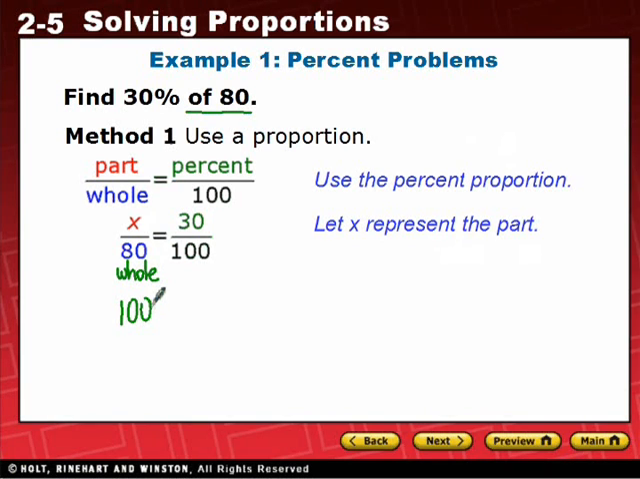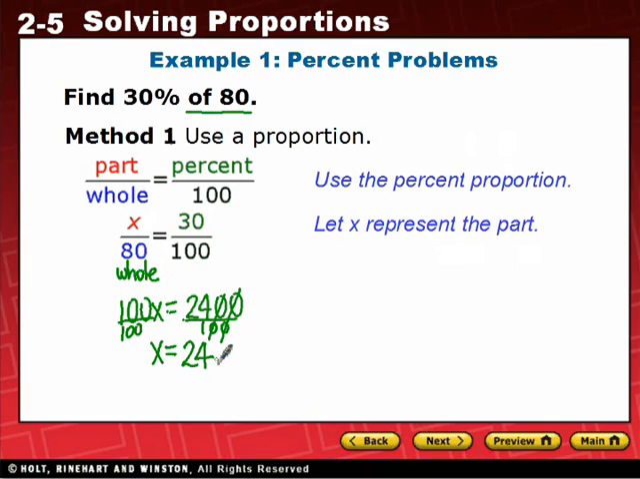Okay? So 100x equals 2,400. And divide both sides by 100. And remember, anytime you divide with zeros at the end, any zeros that are in common, you can just get rid of those, and we're left with 24 over 1. So 24 is 30% of 80.